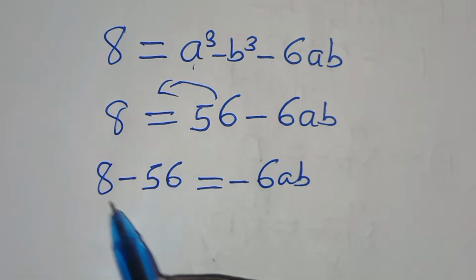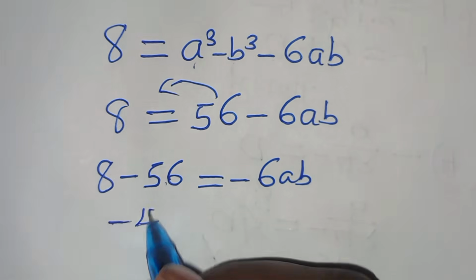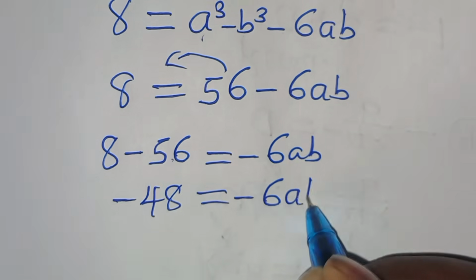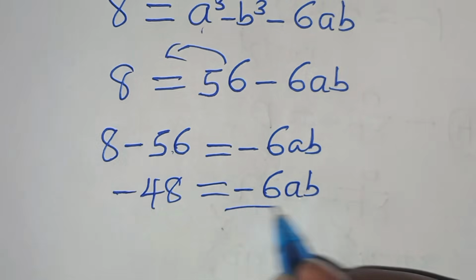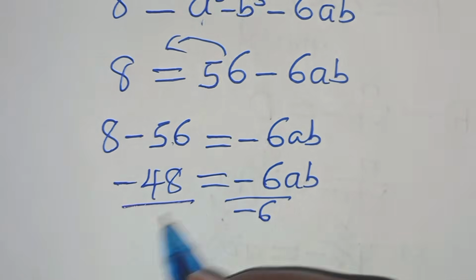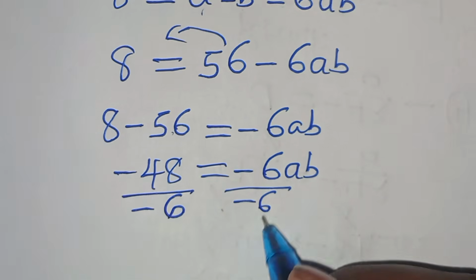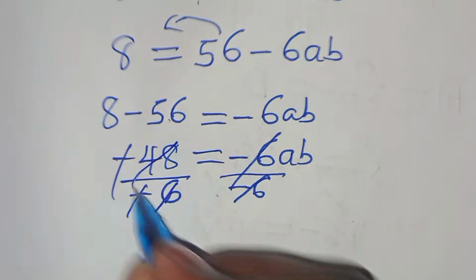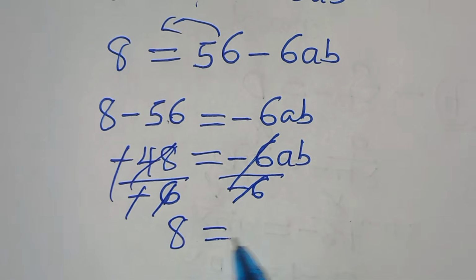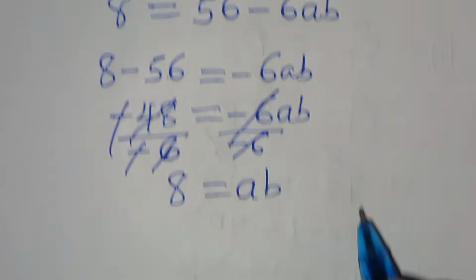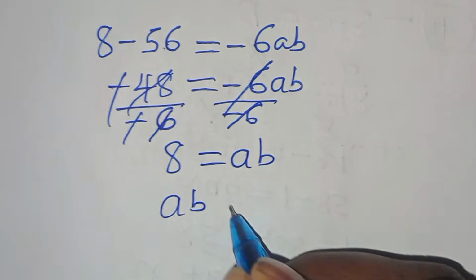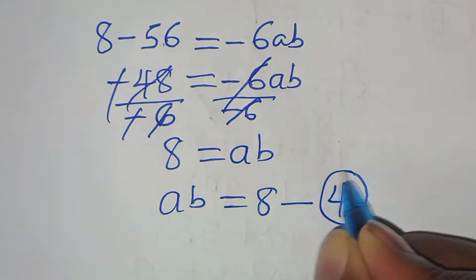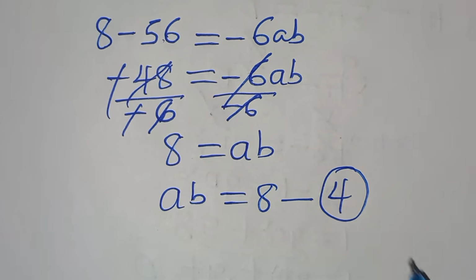So this means we have 8 minus 56. This is negative 48, which is equal to negative 6ab. Now let's divide both sides by negative 6. If we simplify here, we have that 48 divided by 6, this is 8. We have that ab is equal to 8. Let's call this equation 4.